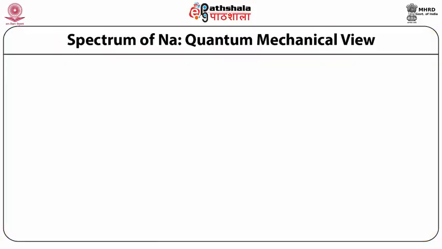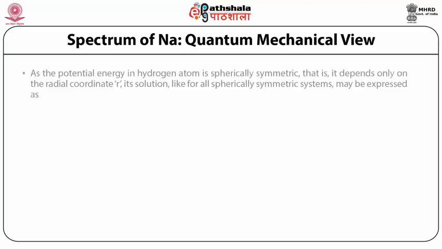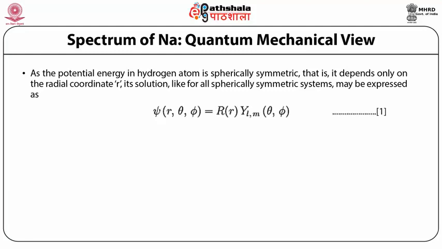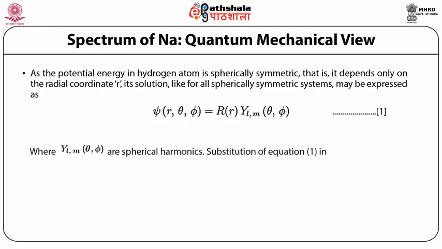Quantum mechanical view of spectrum of sodium. As the potential energy in the hydrogen atom is spherically symmetric, that is, it depends only on the radial coordinate r, its solution for all spherically symmetric systems may be expressed as psi(r, theta, phi) equal to R(r) Y_lm(theta, phi), where Y_lm(theta, phi) are spherical harmonics, and we can substitute this in the Schrodinger equation written in polar coordinates.